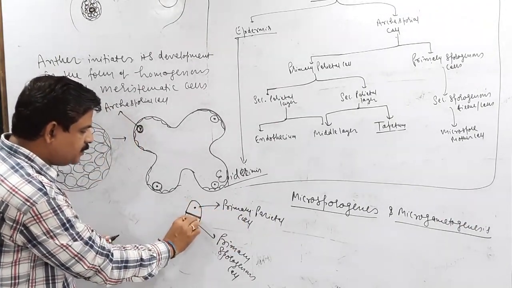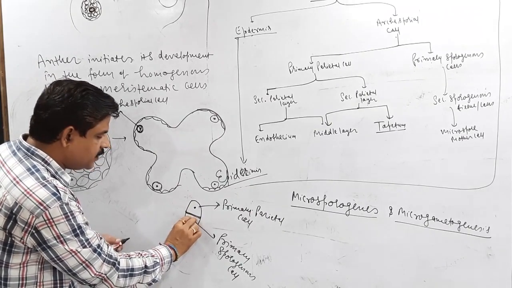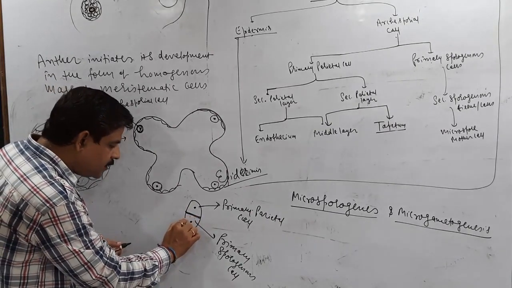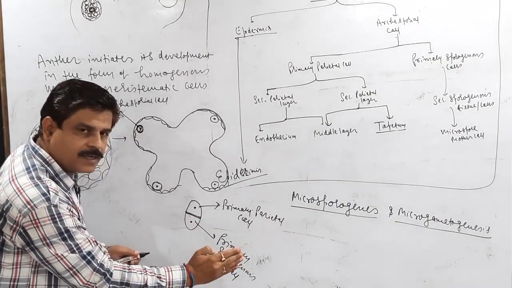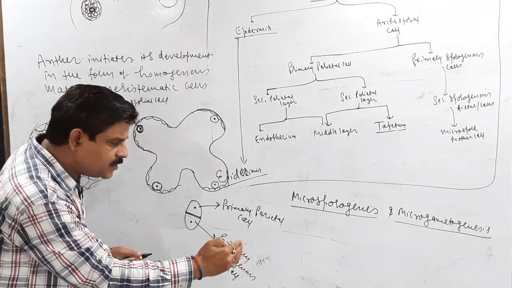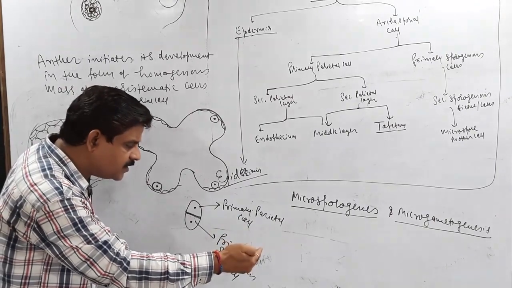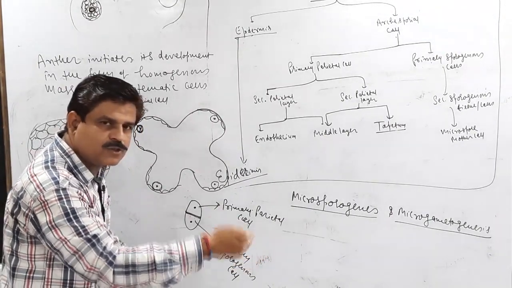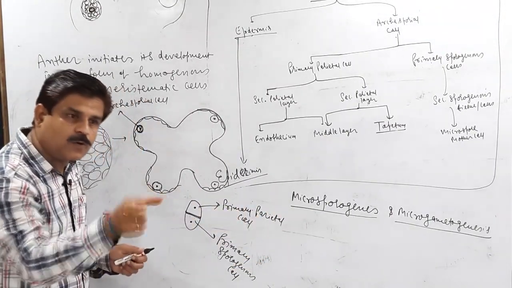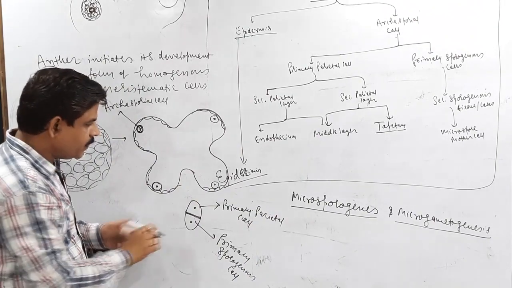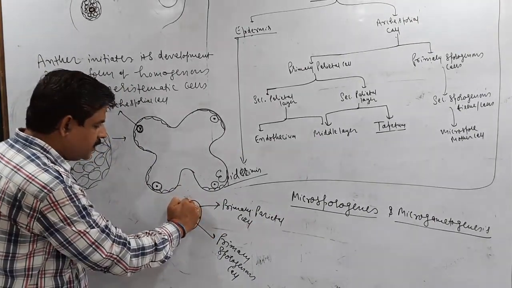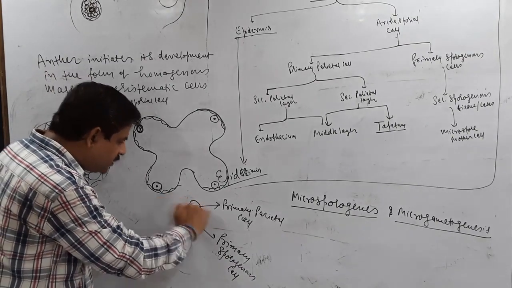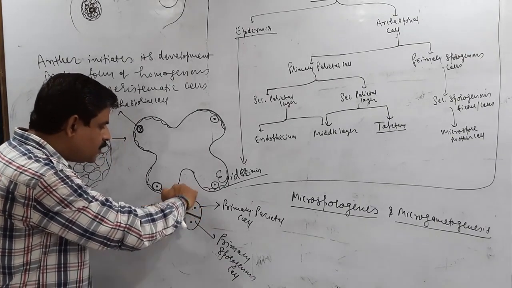This primary sporogenous cell, after division, forms the secondary sporogenous cells, and later on these secondary sporogenous cells are converted into the microspore mother cell, which undergoes meiosis. The primary parietal cell, after division, forms a number of layers.